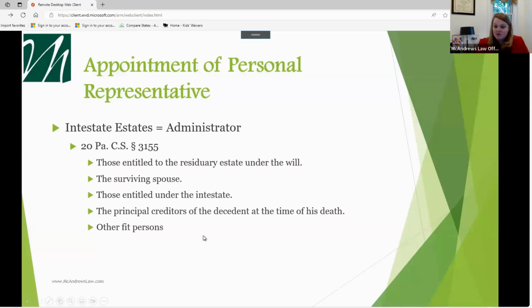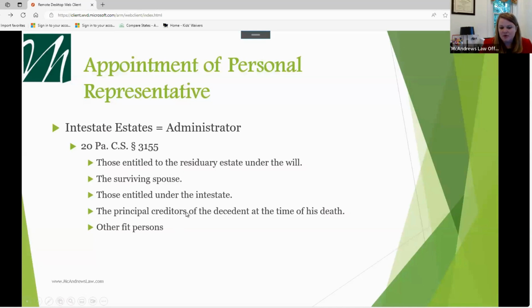So how do we determine, if there's no will, who the administrator will be? The statute lists an order of priority of who should serve in that role. Usually it's those entitled to the residuary estate, the main beneficiary. Well, in this case there would be no will, so the surviving spouse is technically first. If there's a surviving spouse, that's who we're going to look to administer the estate. If there's no surviving spouse, we look to adult children. If you have adult children over 18, any of those children have an equal right, I would say, to serve. So if you had four children, any of them could serve as the administrator.